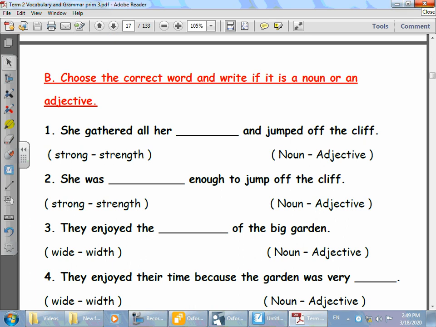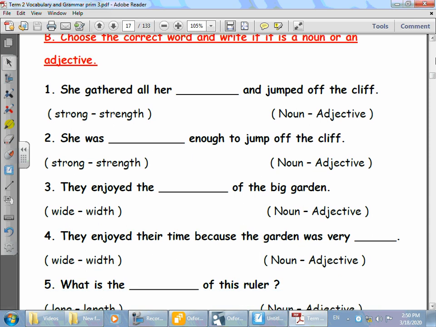Now turn to the next page. It says choose the correct word and write if it's a noun or an adjective. So here in each sentence you're going to choose the correct answer. After you choose it, you're going to write the word that you chose. Is it a noun or is it an adjective? Try to answer it on your own and then get back to the video and check the answers with me. Thank you. Now, number 1, she gathered all her and jumped off the cliff. All her strong or all her strength? Super, strength. And strength, it ends with th, so it's a noun.